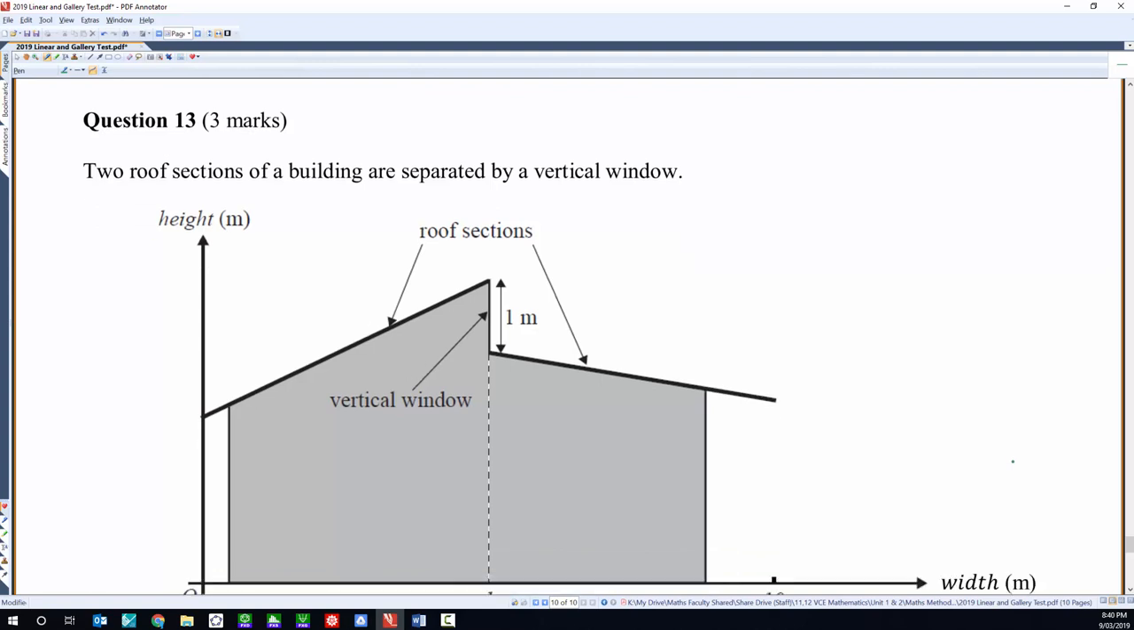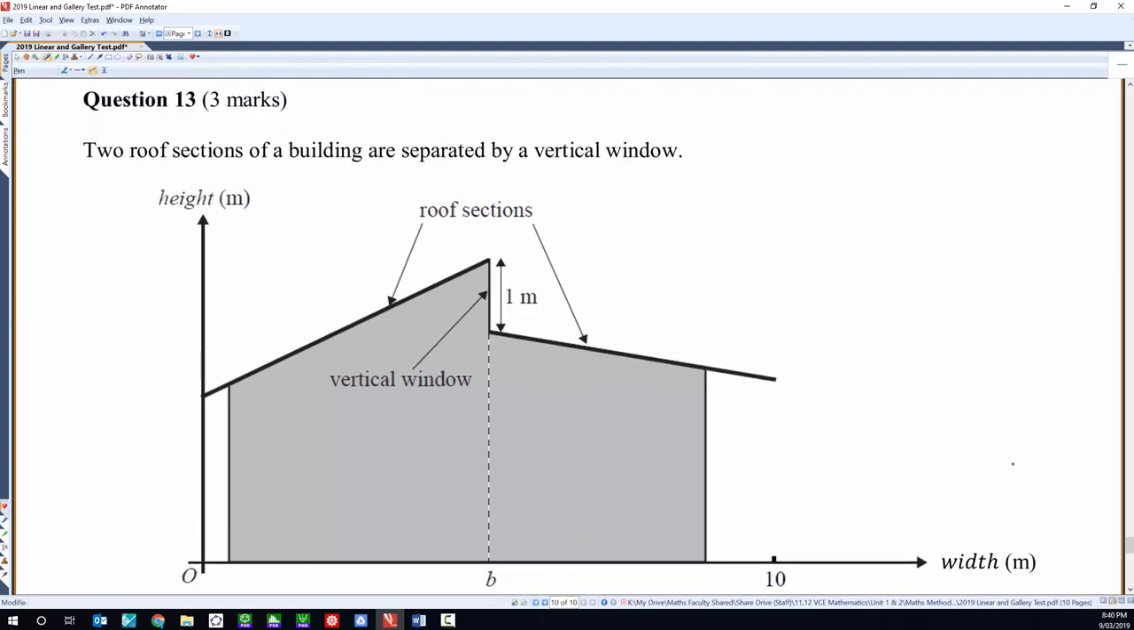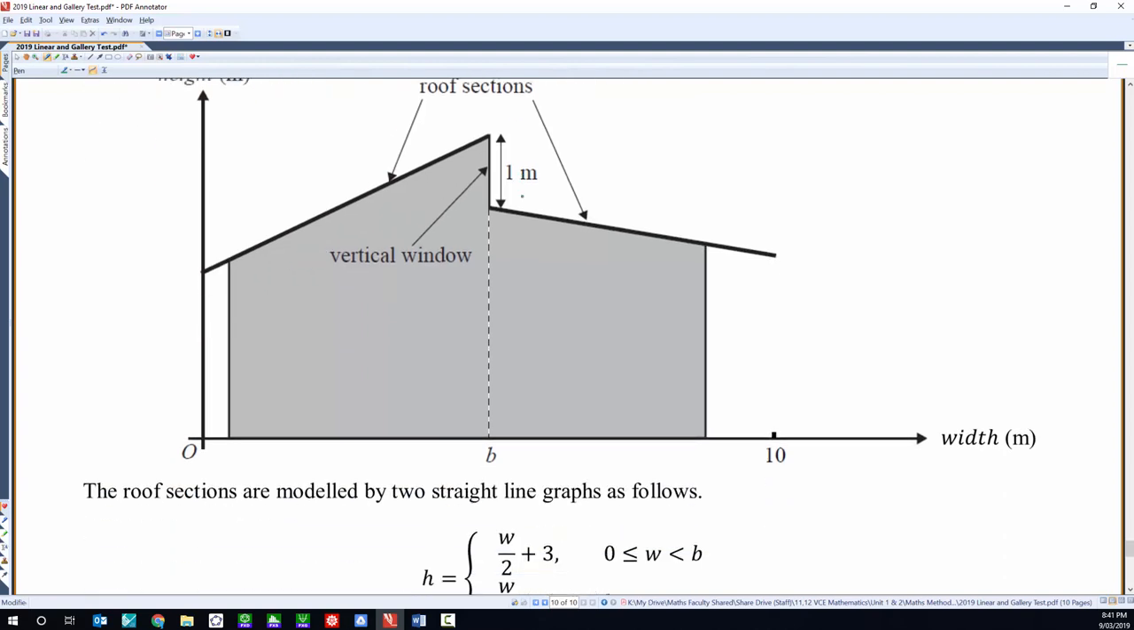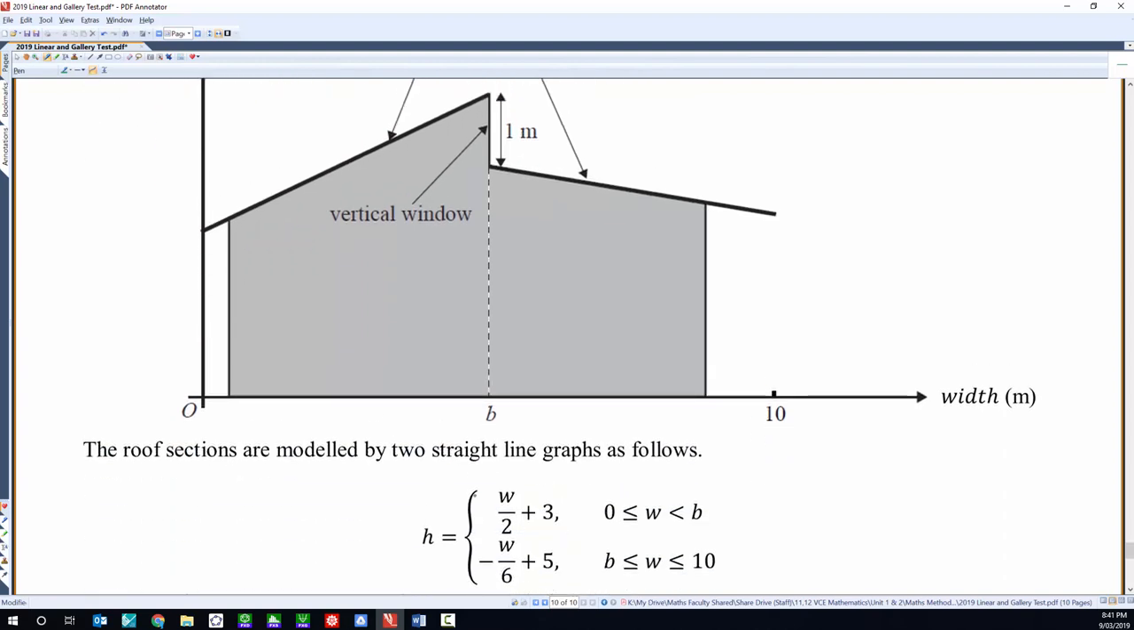Okay, so the final question, which it was rare to see anyone getting anywhere with in my class. So we've got this building here separated by a vertical window with this equation here summarizing the hybrid function. We're just noting that this part of the roof, this one here, must relate to this part of the hybrid function, and this one obviously is this one because they've got the positive and the negative gradient.